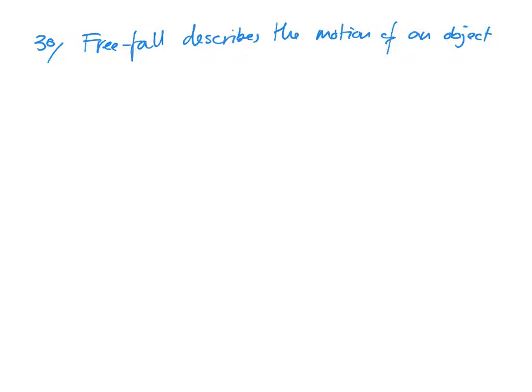Learning outcome 30 then. So free fall describes the motion of an object when the only force acting on it is its weight. Okay, so that's the definition.